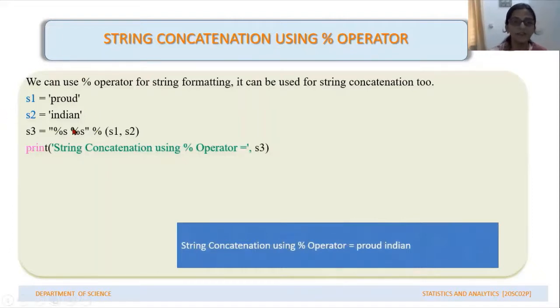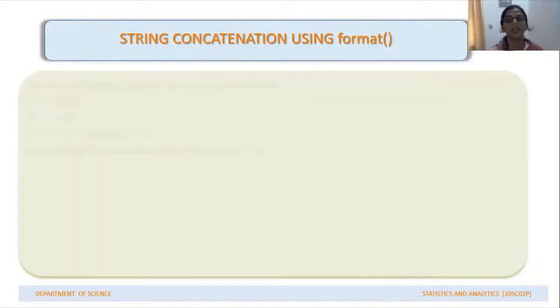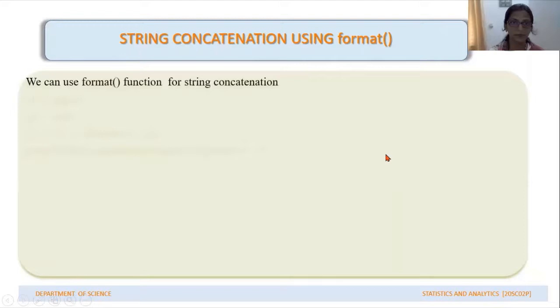Now, if we leave space in between the two percentage s that we have written, in the result also, on the computer screen, there will be space in between the words that you have entered. If you leave no space in between these percentage s, then in the result also there won't be any space between the words. That we should remember. Now, let us go to the fourth way to concatenate strings, that is using format function.